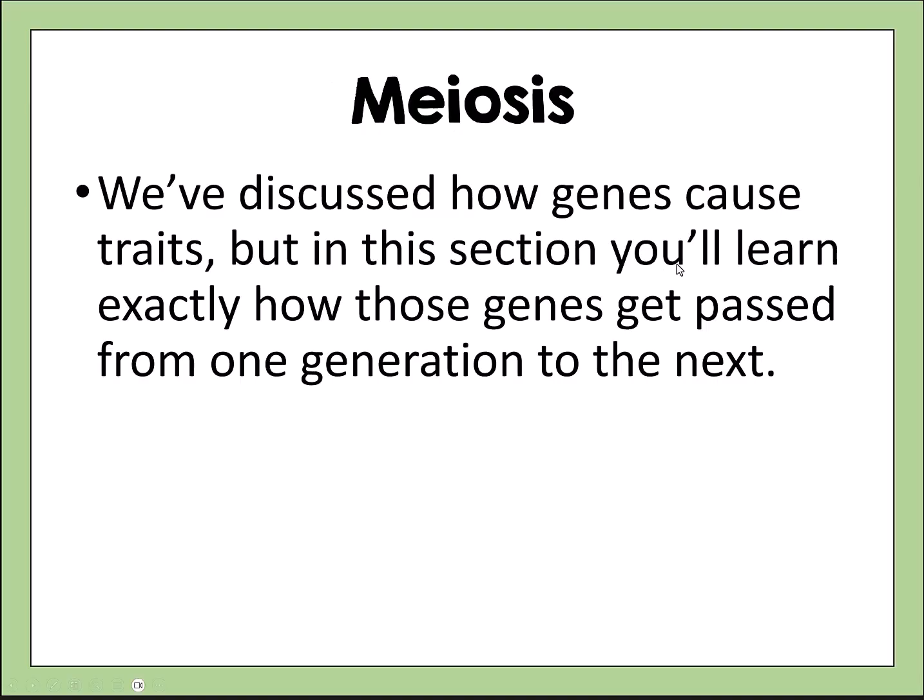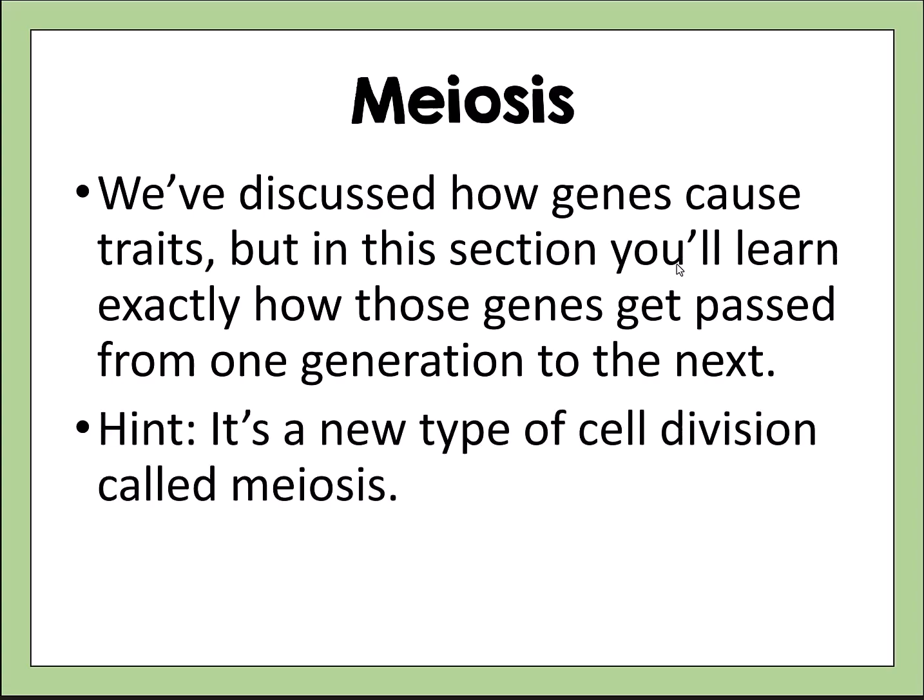Okay, so we have discussed how genes cause traits. But in this section, you'll learn exactly how those genes get passed from one generation to the next. Obviously, we've discussed that genes do get passed from one generation to the next, and that they get passed in dominant and recessive alleles, and that they have independent assortment, but now we're going to discuss the process of actually moving the genes from one generation to another. Hint, it's a new type of cell division called meiosis.